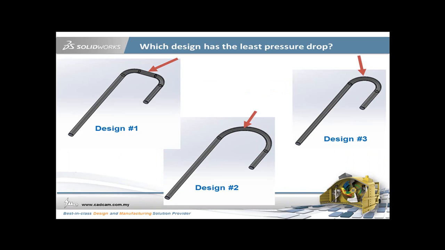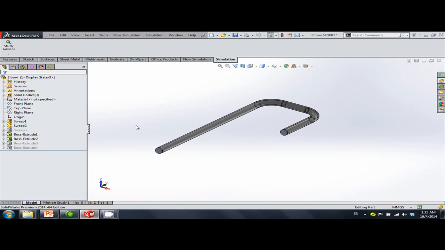Not only the strength comparison, but you can also make use of design validation tools to answer these kinds of questions. Which design has the least pressure drop? So in here, these three designs are different in the elbow connecting two pipes. To calculate the pressure drop, the flow simulations can be performed.